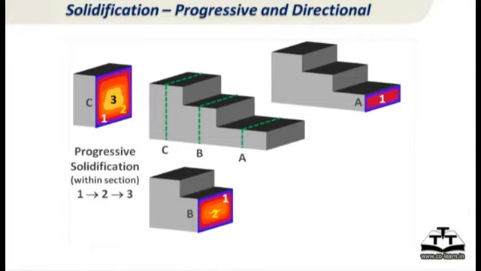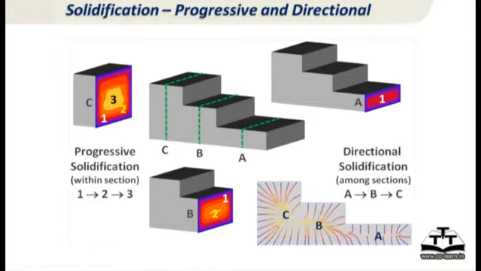Now the interesting part is the other one, between A and B and C, which freezes first? A freezes first, then B is freezing, then C is freezing, and this direction or sequence of solidification from A to B to C is called directional solidification.